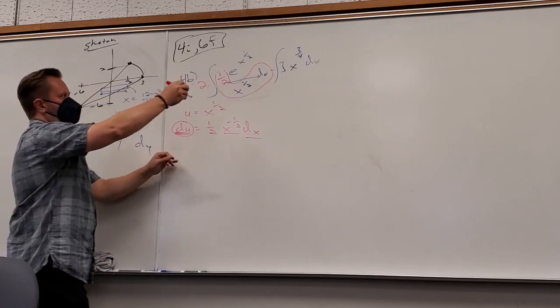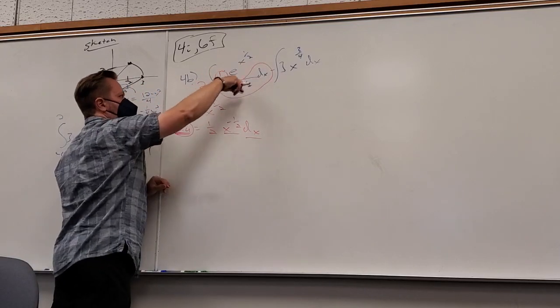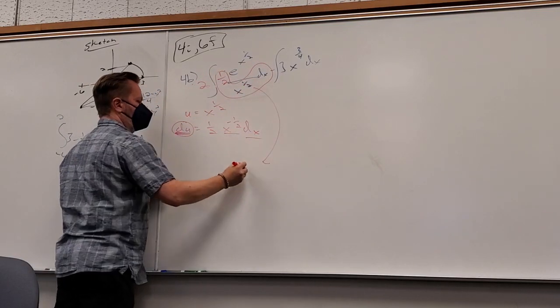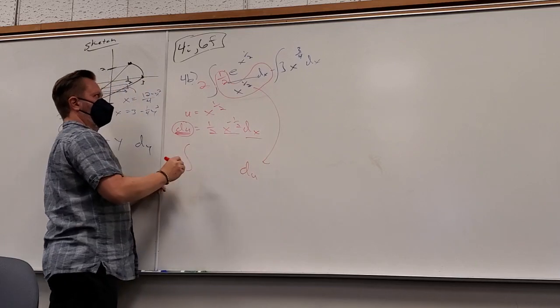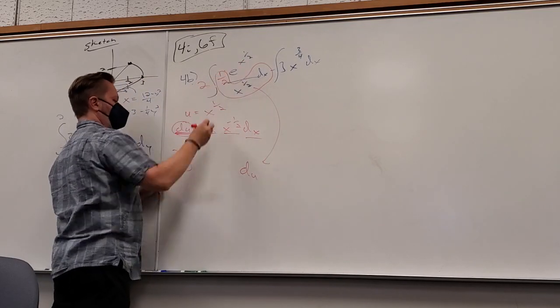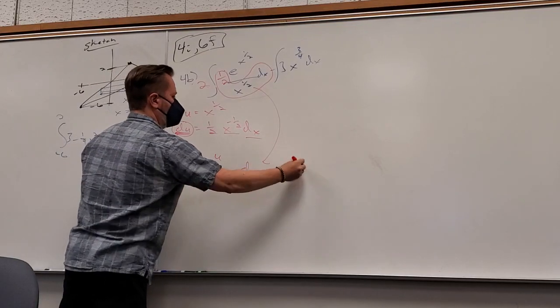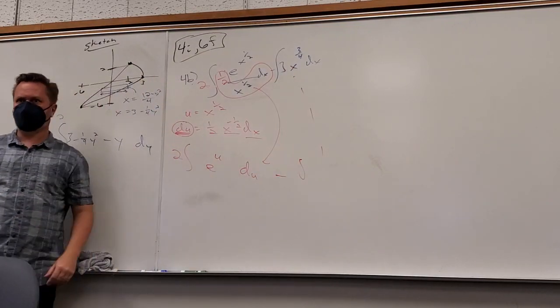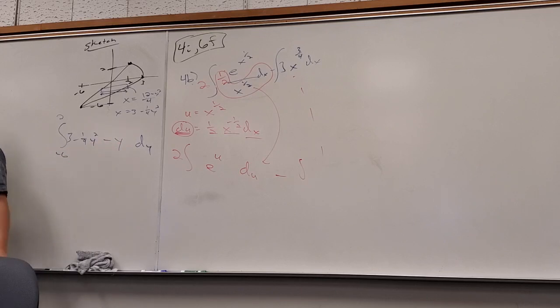So, this little cashew nut of stuff is du. And then this, of course, will be e to the u. Minus the other integral, which I don't care about seeing. And then that's basically the most beautiful integral you can hope for, right? E to the u. Yep, and you just put u back in, right?